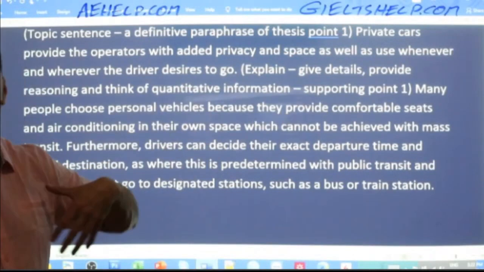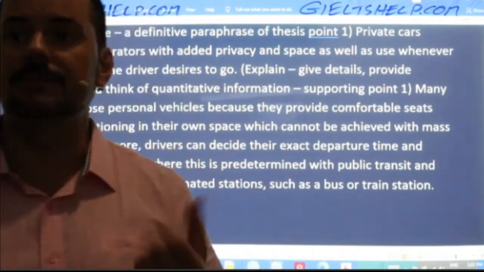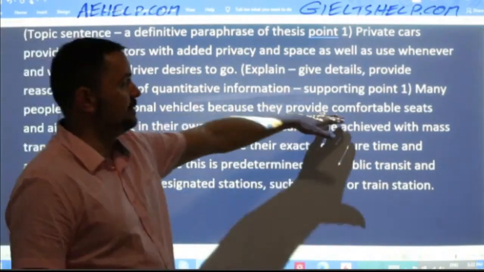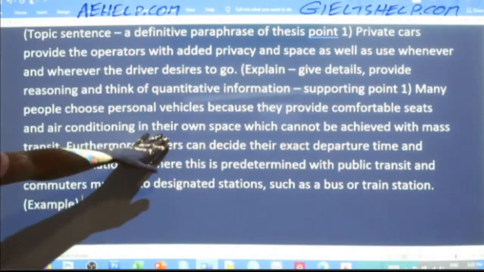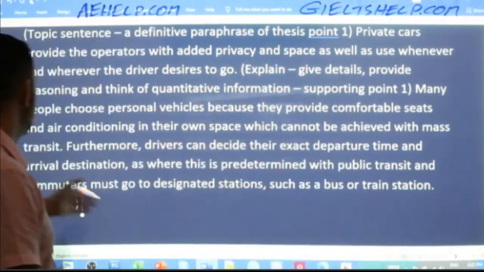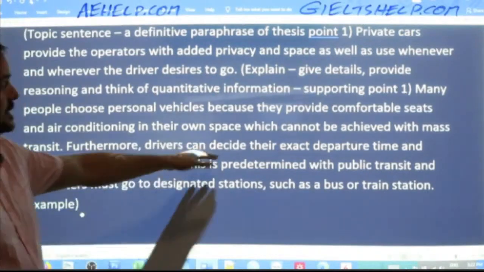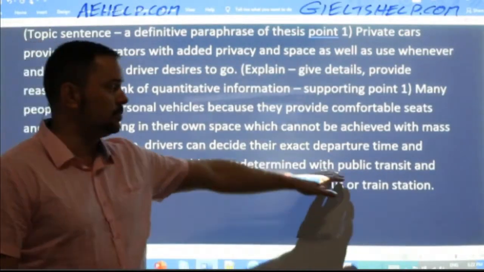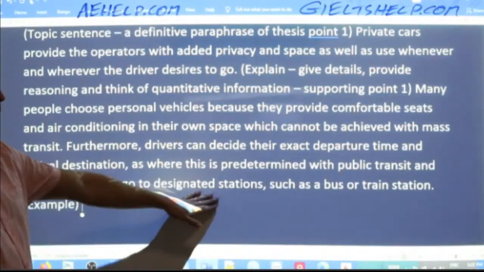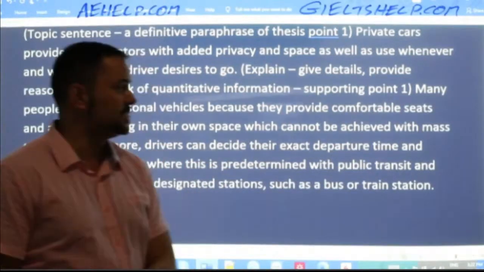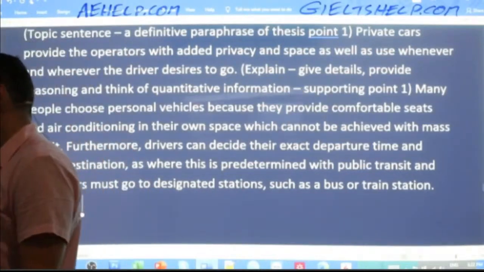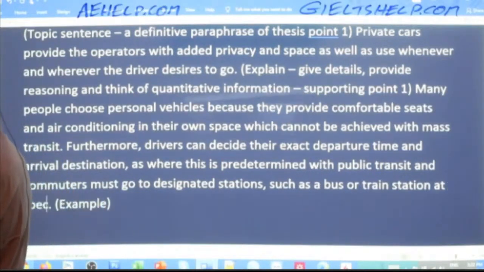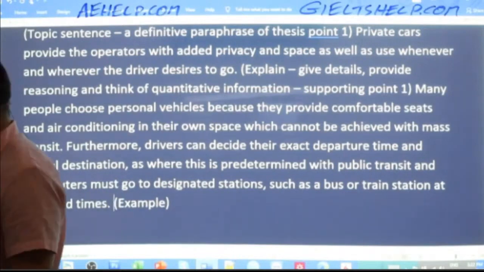So let me read my explanation one more time. Think about your example. Again, I will try to catch different viewers at different times for this. Okay? So many people choose personal vehicles because they provide comfortable seats and air conditioning in their own space, which cannot be achieved with mass transit. Furthermore, drivers can decide their exact departure time and arrival destination, whereas this is predetermined with public transit, and commuters must go to designated stations, such as a bus or train station. And then I could even say at specified times, right? To be even more exact.